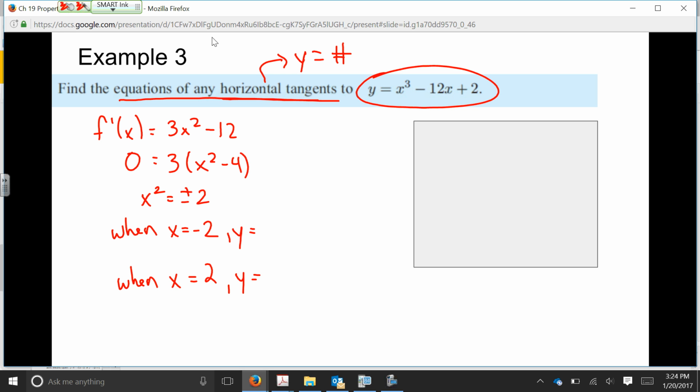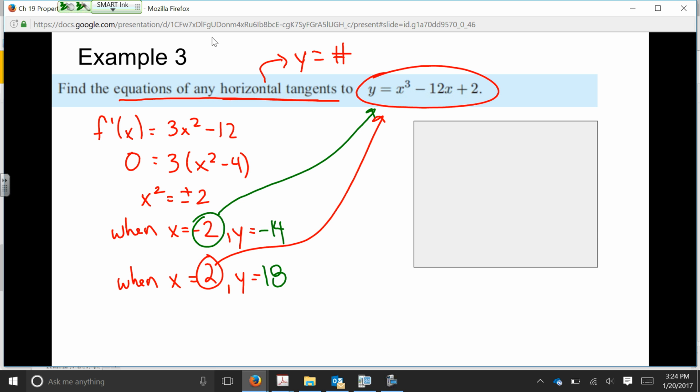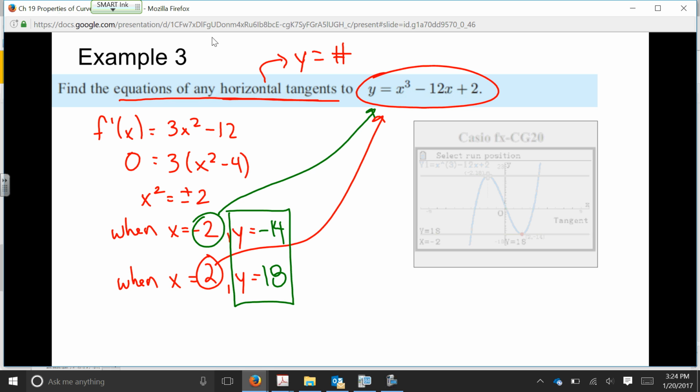So if I take this negative 2 and plug it in there, I end up getting, let's see, negative 14. And when I take that positive 2 and plug it in there, I end up getting y equals 18. Okay? So that means my equations of horizontal tangents are these two equations. They're not a point there. It's y equals negative 14 and y equals positive 18.